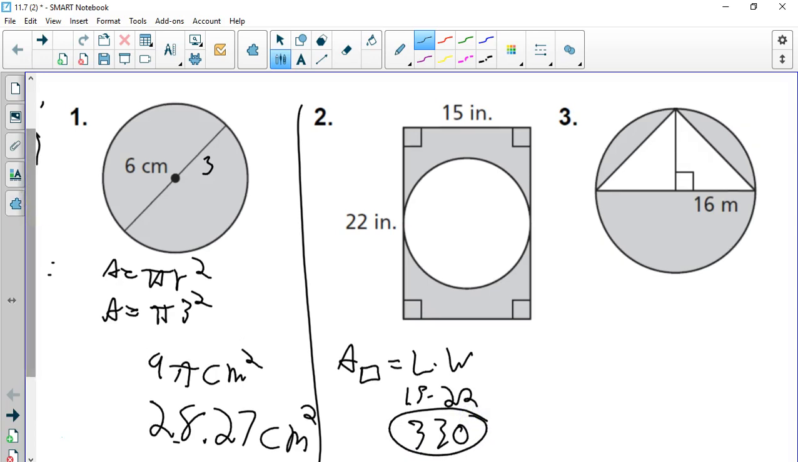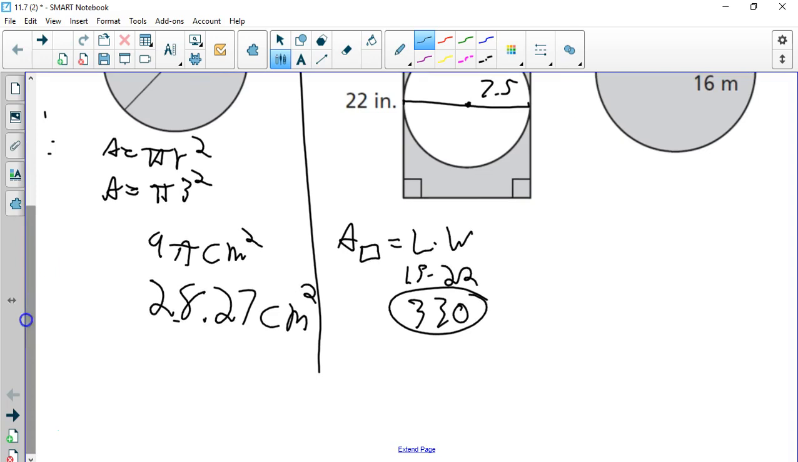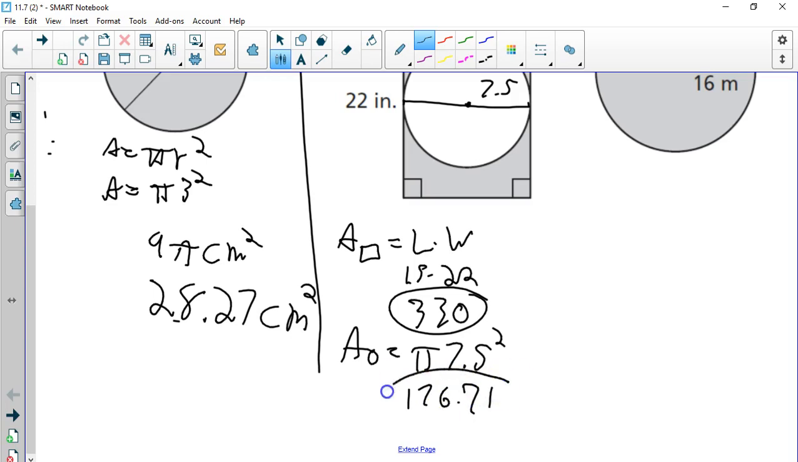Now, I don't care about the 22 for the circle, because that is bigger than the circle. But if this is the length, or the width, whatever you want to call it, then it's also the diameter. So that means the radius is 7.5. So the area of the circle is going to be pi r squared. So 7.5 squared times pi, and I can't just leave it in pi because I have to subtract the two. So I get 176.71. That's the area of the circle.